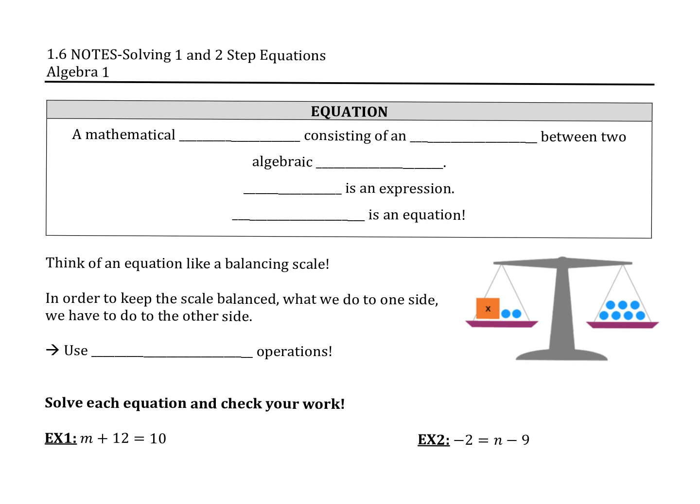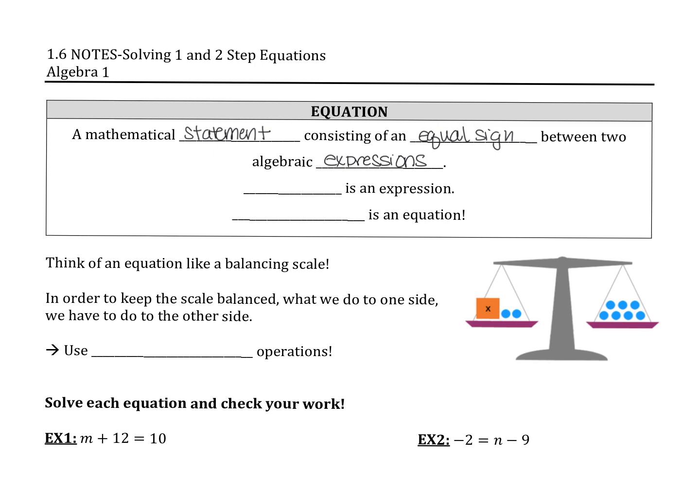But first, we have to define equation. An equation is a mathematical statement consisting of an equal sign, there's the key, between two algebraic expressions. So let's review what we talked about with expressions from before. Remember, an expression doesn't have an equal sign, but an equation does.